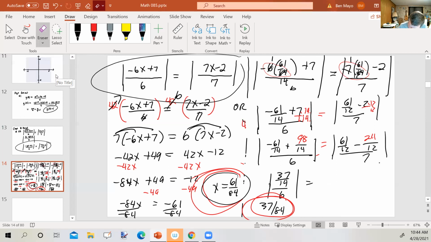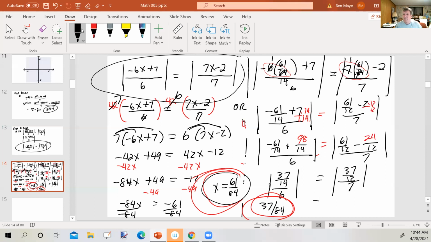Hopefully I didn't make any mistakes because I'm erasing all the evidence. Here's hoping. So that's going to be 37 twelfths divided by 7, which is 37 twelfths times 1/7, which is 37 over 84. Bingo.